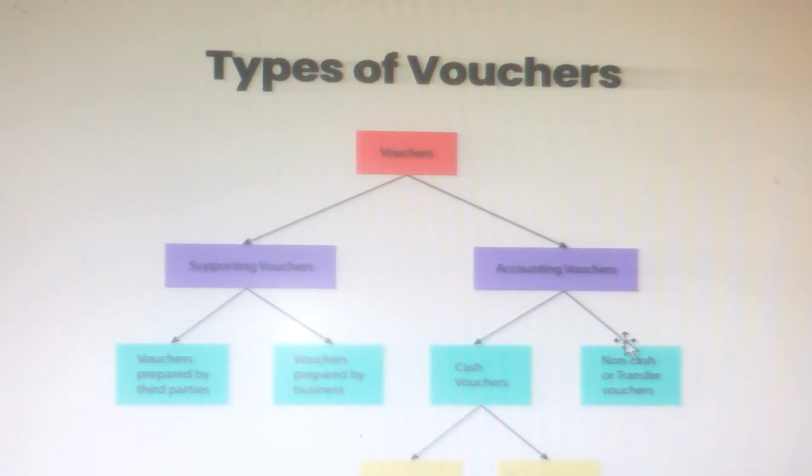Next, the type of voucher. As you understood the meaning of vouchers, there are two types of vouchers: supporting vouchers and accounting vouchers. Here, what is the meaning of supporting vouchers? It may be vouchers prepared by third parties and vouchers prepared by the business. That is a supporting voucher, for help of the business transaction.